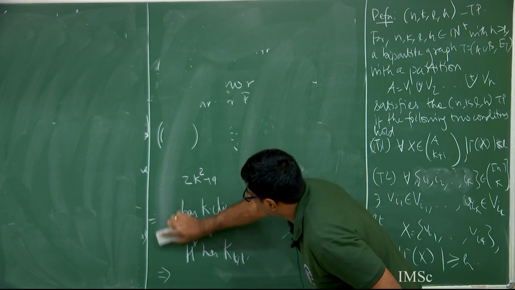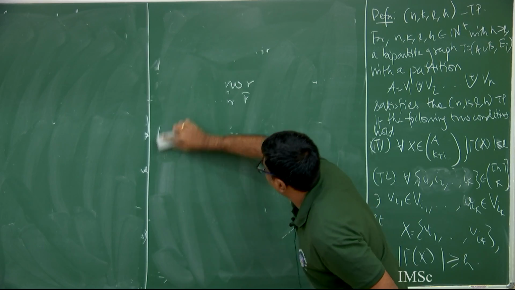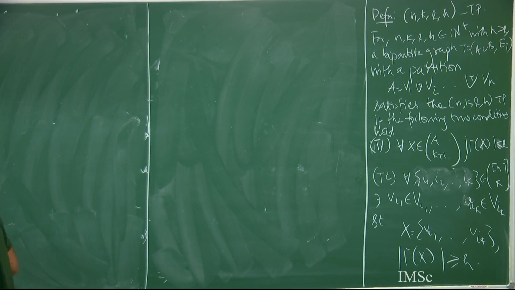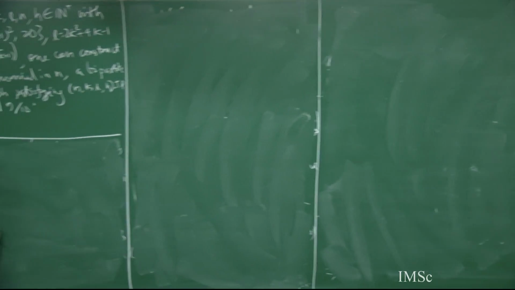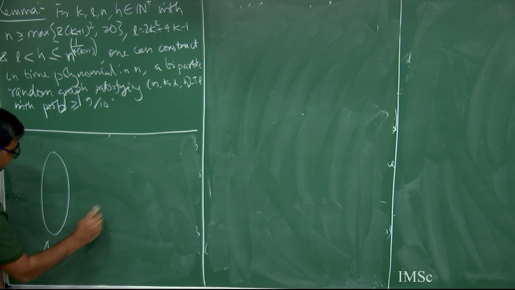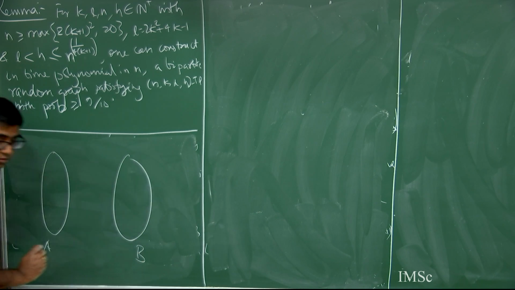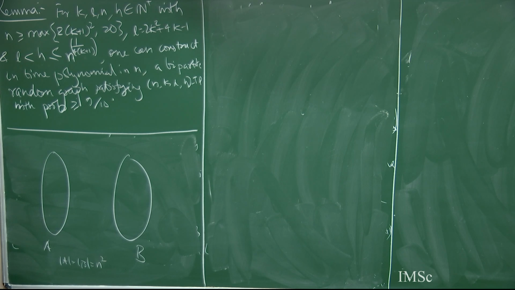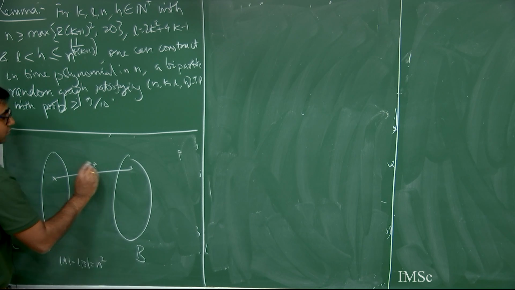Okay, so how are we going to construct this graph? Well, this is very easy. The construction of this graph is very easy. Here's my construction. I'm going to take side A and side B, where the size of A equals the size of B equals n square, and I have told you a probability P. We'll fix that. For each pair, with probability P, I put an edge.